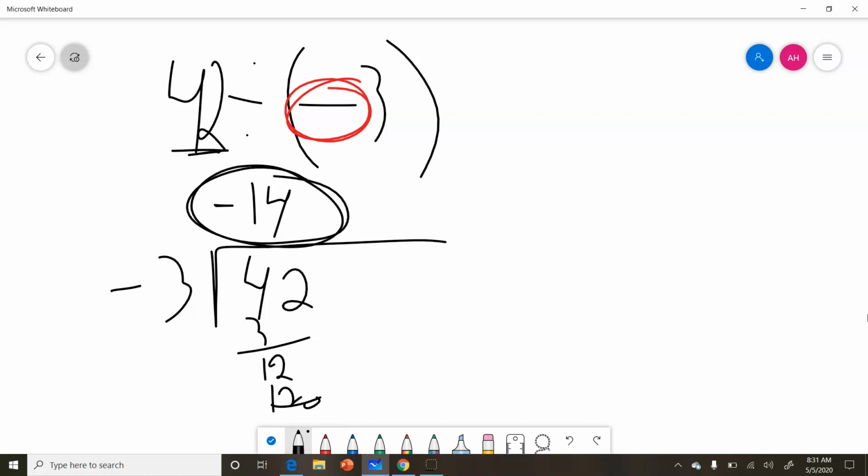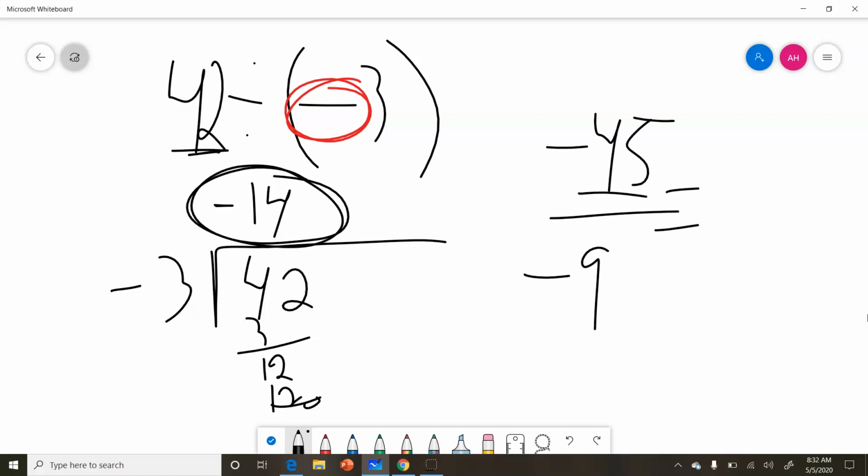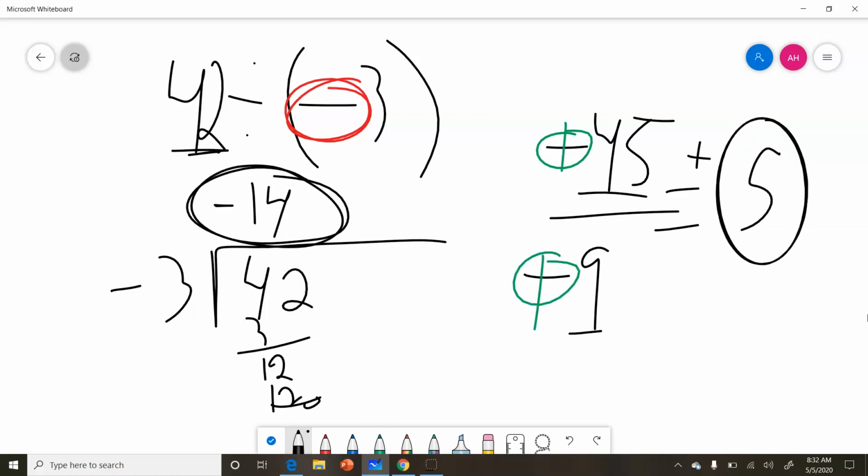And then if I had something that looked like this, negative 45 divided by negative 9. What's 45 divided by 9? Well, that's 5. But what is my sign? I had a negative and a negative, so what's going to happen? They're going to cancel out, and the answer is going to be 5. It's going to be a positive, because when I have 2 negatives, I always have a positive.